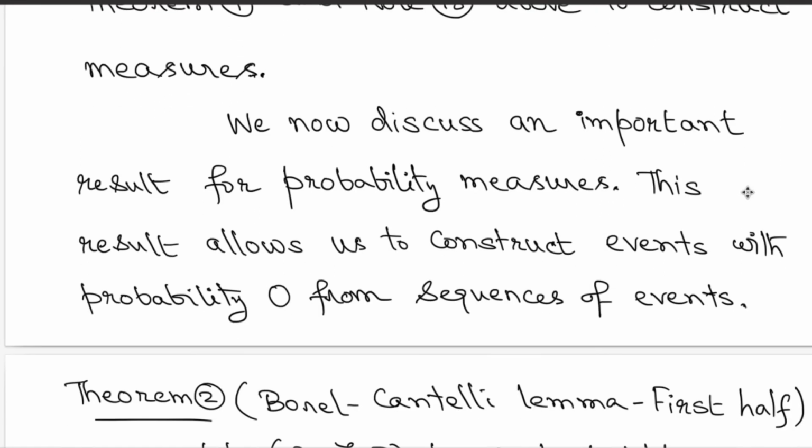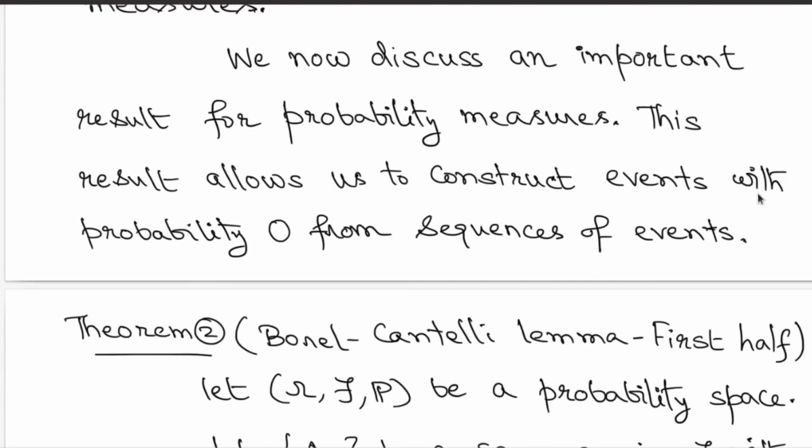Okay, we are now going to discuss some important results for probability measures, and this result allows us to construct events with probability 0 from sequences of events. So you are going to take sigma fields and consider probability measures on top of that. This can come from some appropriate random experiment. So we are going to look at this collection of events, which becomes a sigma field.